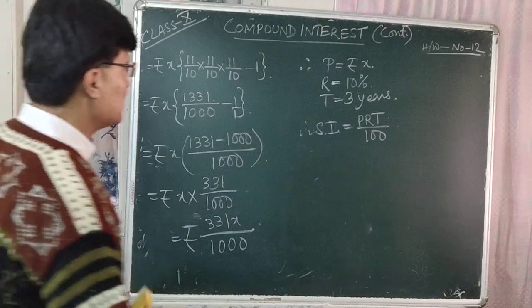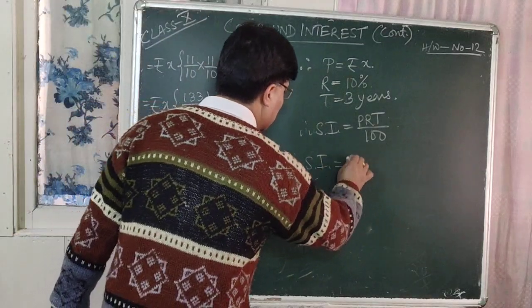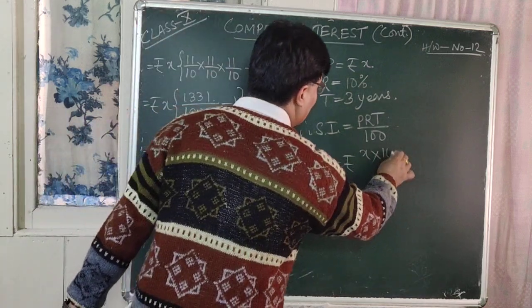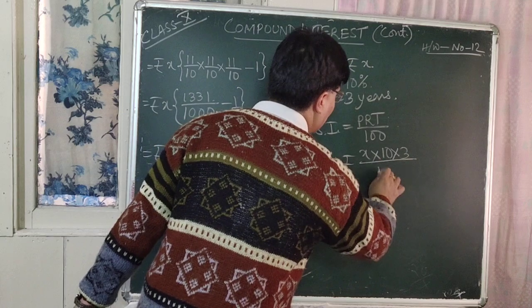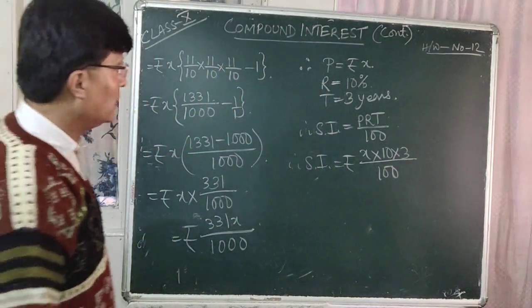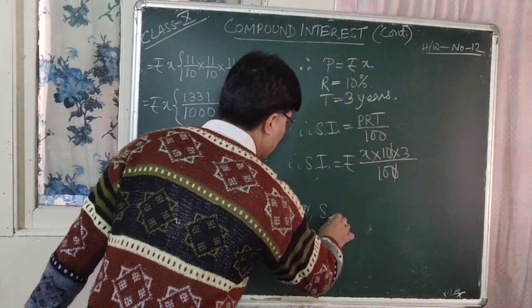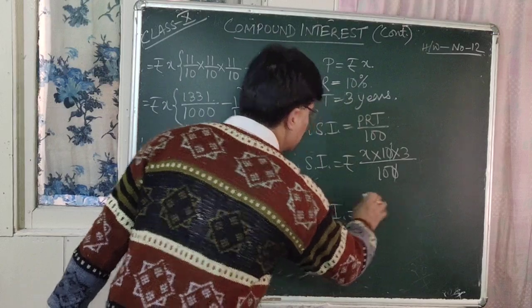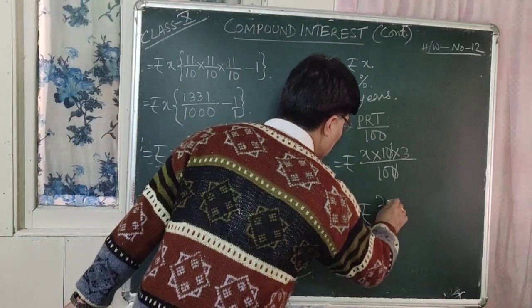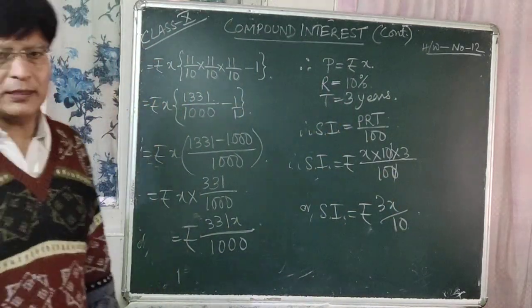Now let us simplify and find out simple interest. SI is equal to rupees, what is the principal? x. What is the rate? 10. What is the time? 3, divided by 100. Now 10 gets cancelled. So simple interest is equal to rupees x into 3 is 3x divided by 10. That is your simple interest. Okay.